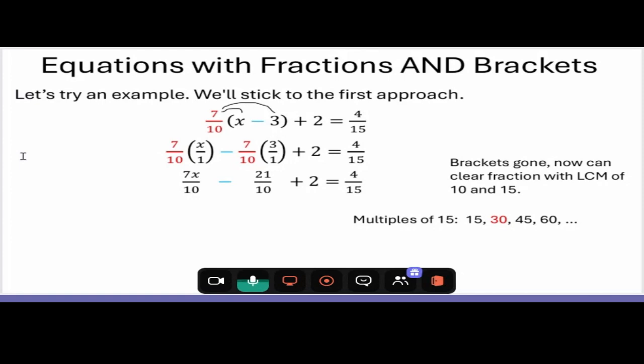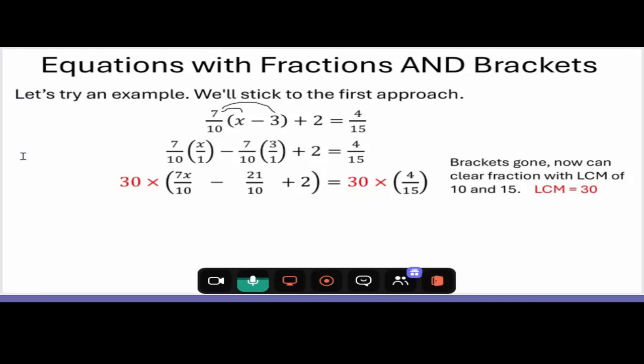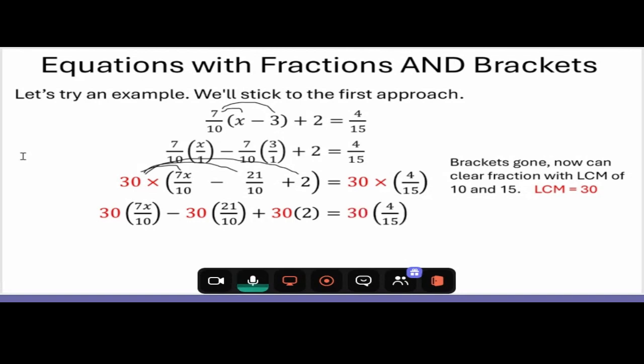So I am going to take that 30 and I am going to multiply both sides by 30, because that's how I make fractions go away. I multiply both sides by the lowest common denominator. That 30 is going to have to go into that bracket on the left. So we have 30 times the first piece, 7x over 10, minus 30 times the second piece, 21 over 10, plus 30 times 2, and over there on the right.